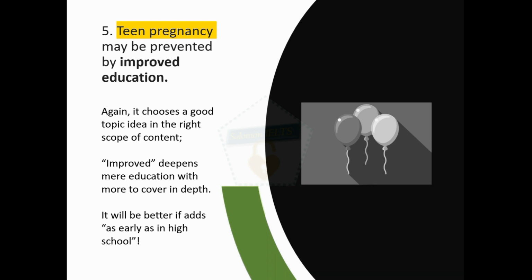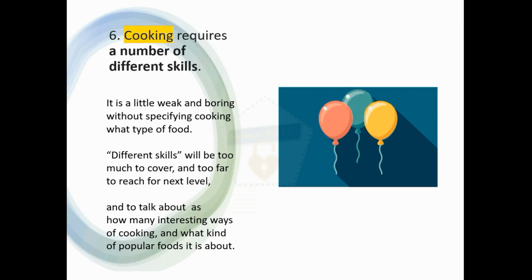Teen pregnancy may be prevented by improved education. Again, it chooses a good topic idea in the right scope of content. Improved, deepened, mere education with more to cover in depth. It would be better if it adds as early as in high school.